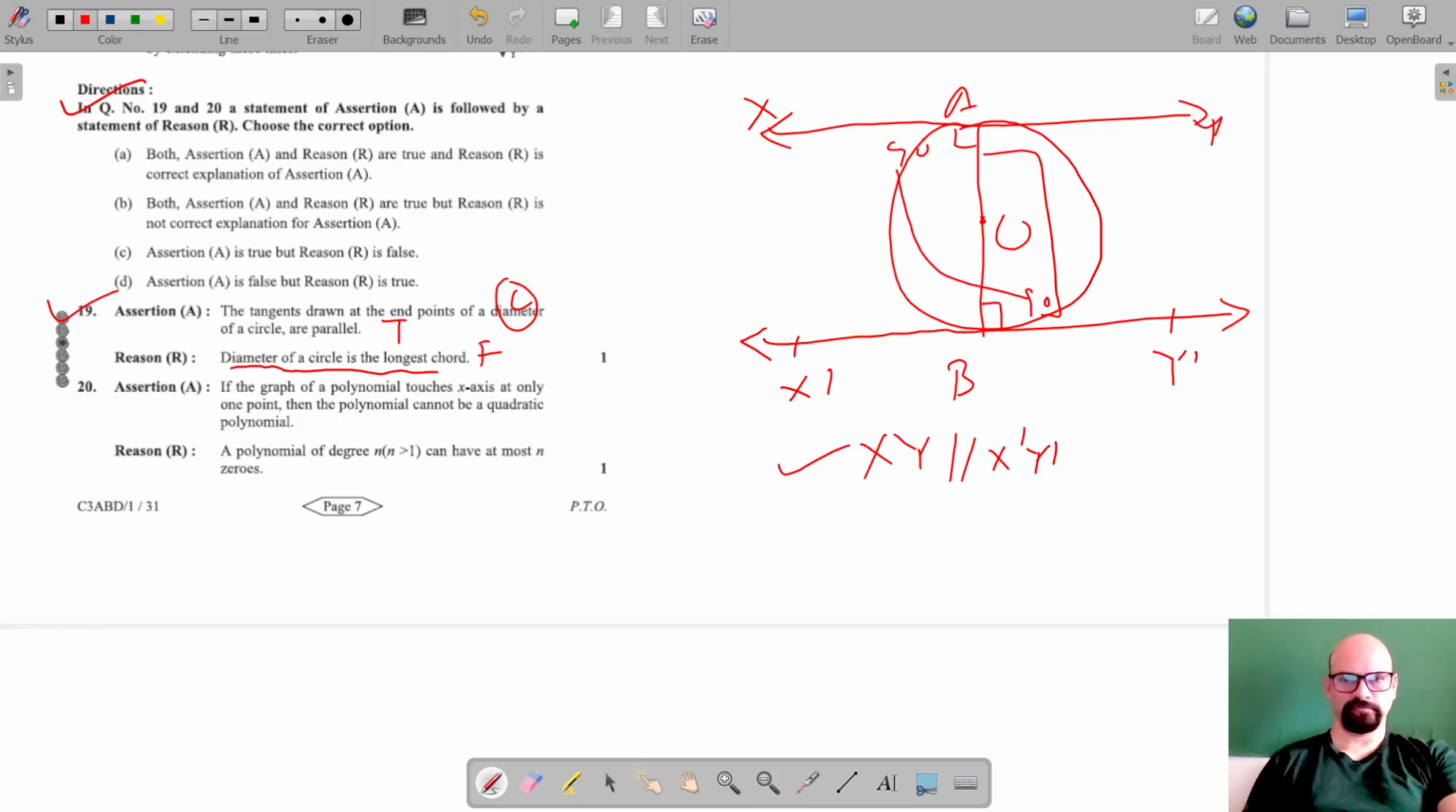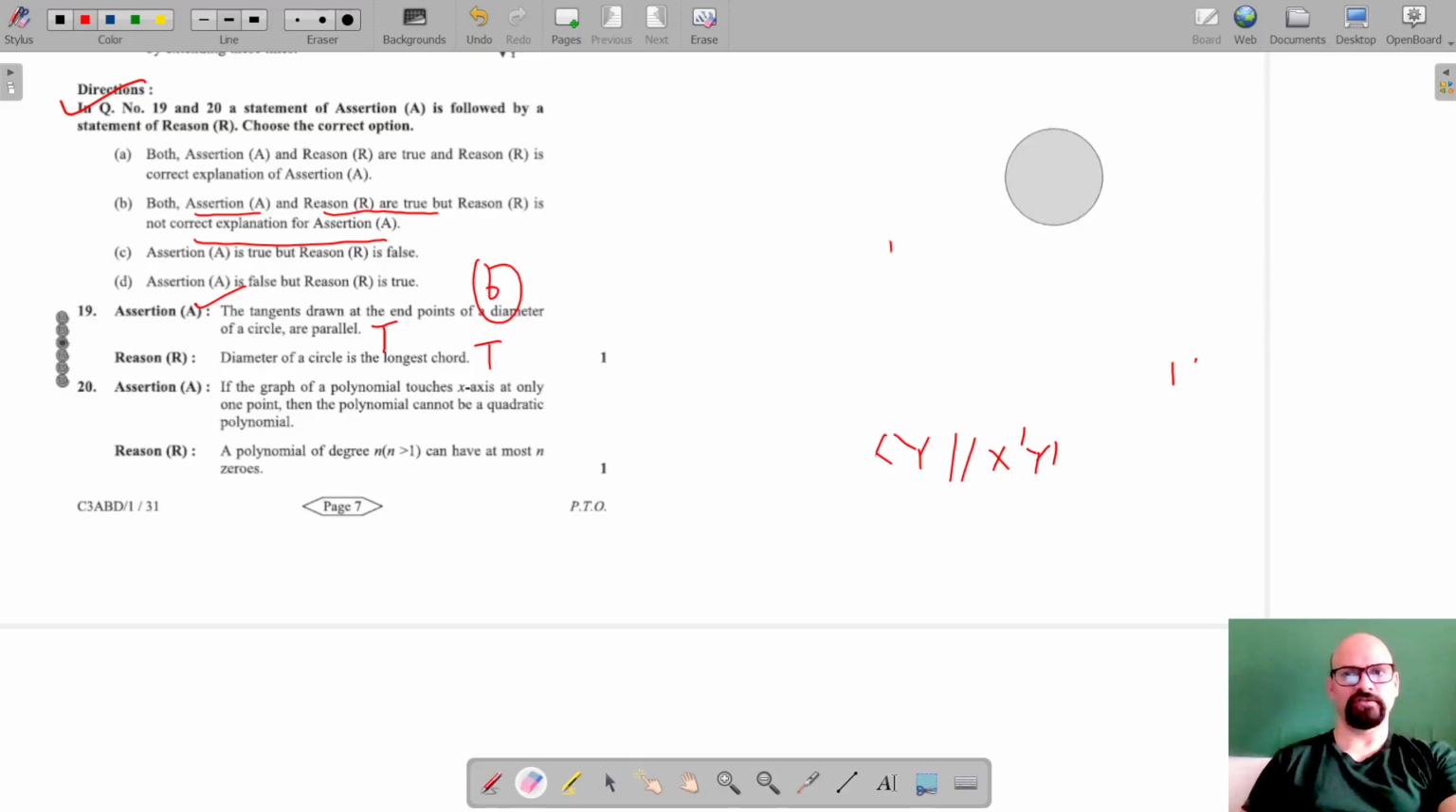Okay, for the next one, I have selected the wrong option. Here, the assertion is true and the reason about the diameter of a circle is also true, but this is not the correct explanation of A. So both assertion A and reason R are true, but reason R is not the correct explanation of A. So that means our option for this should be B.